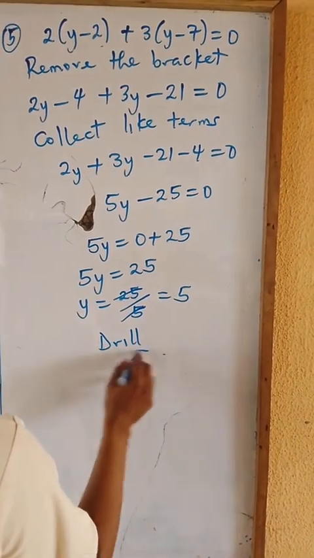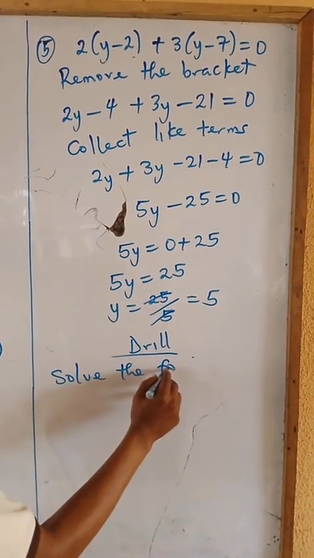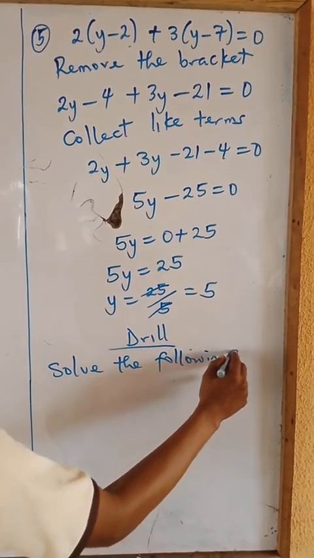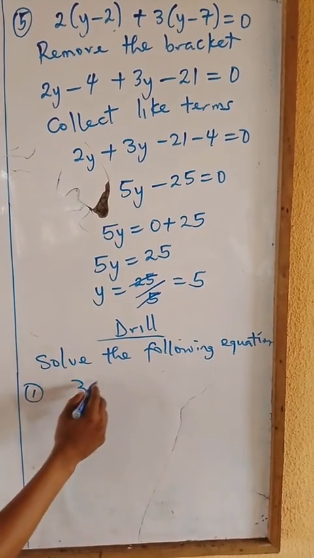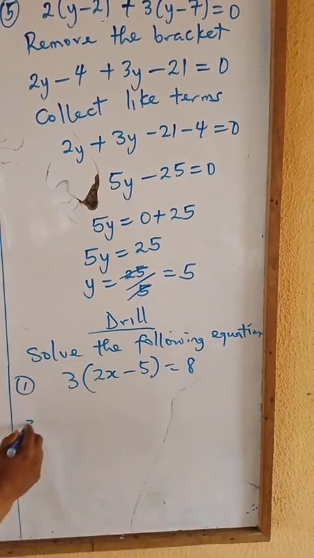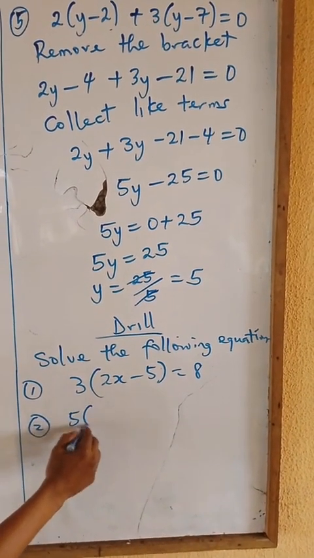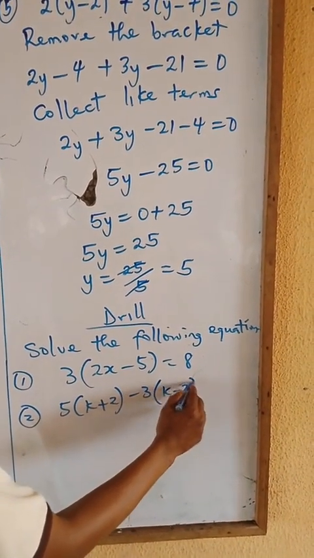I want to encourage you to solve these equations. Solve the following equations. Number 1, you have 3 into bracket 2x minus 5 is equal to 8. Then question 2, you have 5 into k plus 2 minus 3 into k minus 2 is equal to 8.